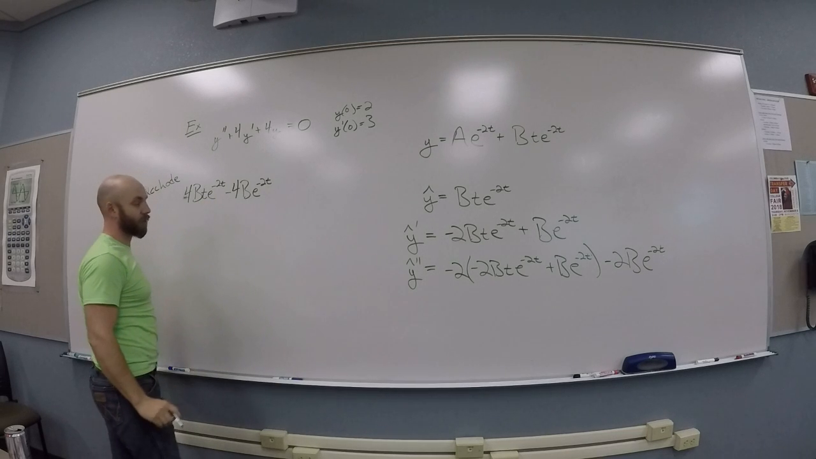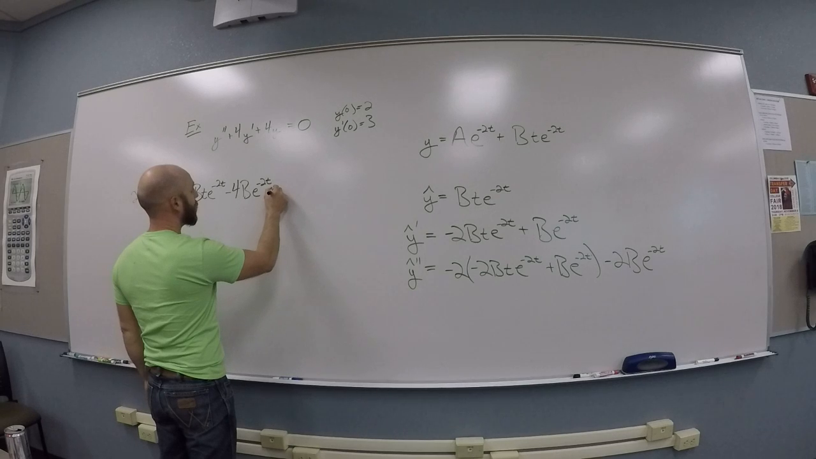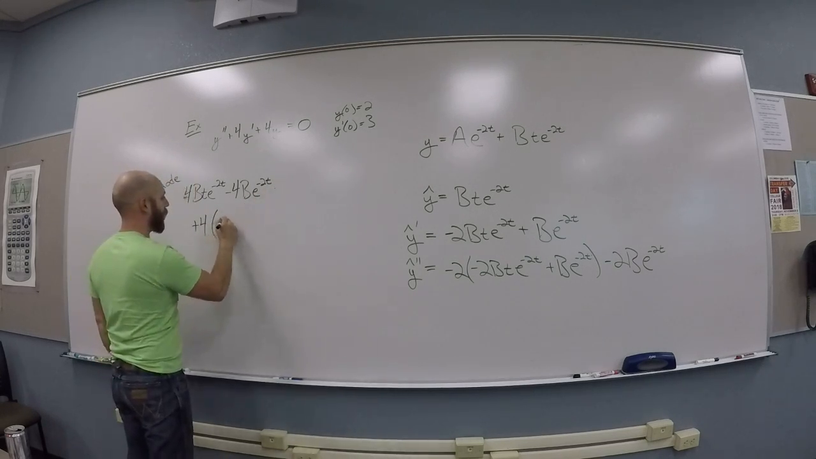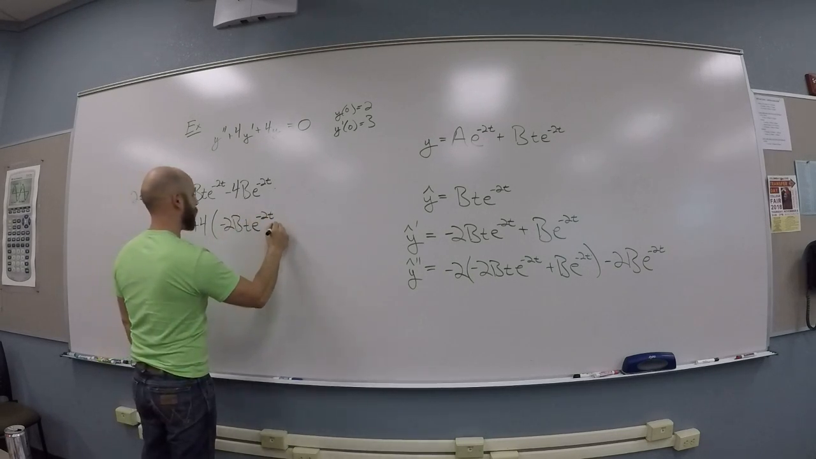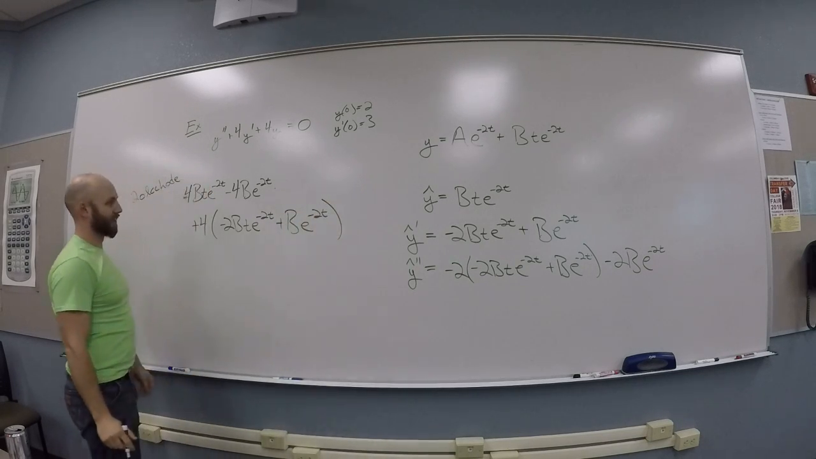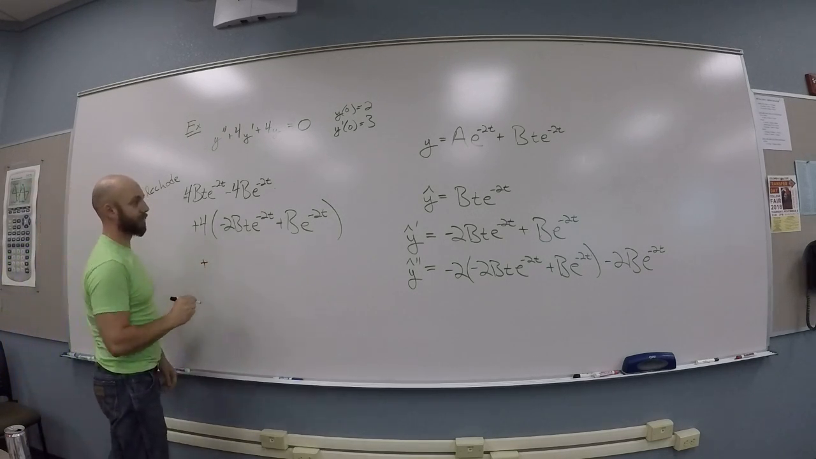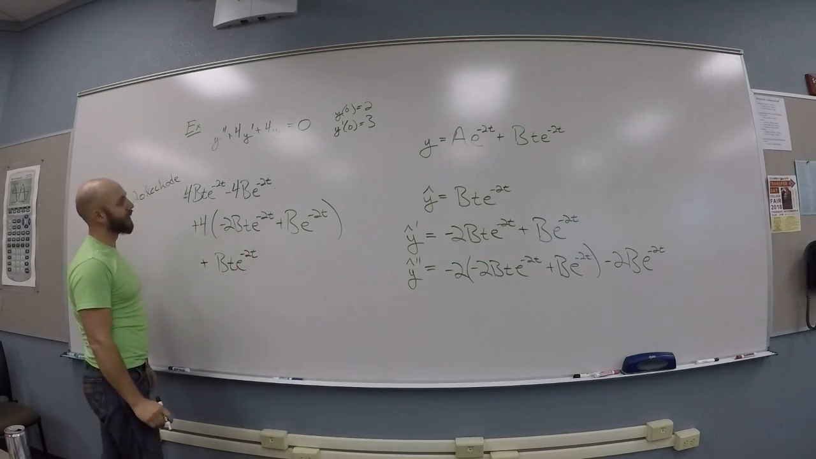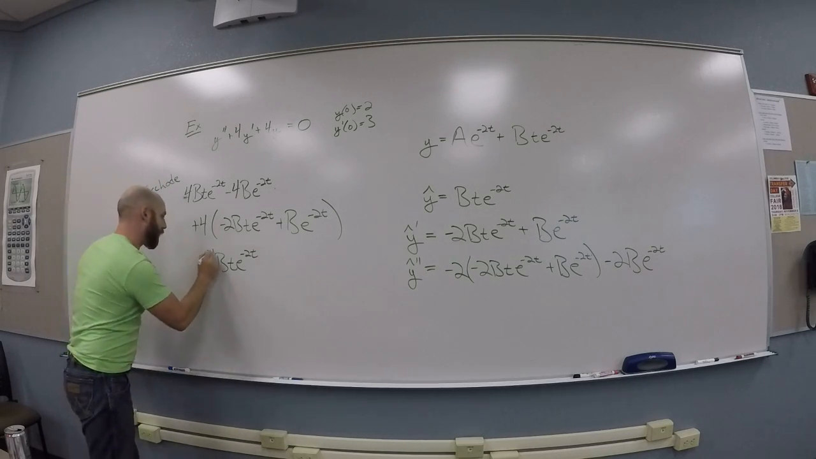Okay, cool. And then from your y prime, you get plus 4 times a minus 2bt e to the minus 2t plus b e to the minus 2t. And from your y, you get a plus bt e to the minus 2t. And then this whole thing is supposed to equal 0, plus 4 times y. Oh, plus 4 times y. Thank you.